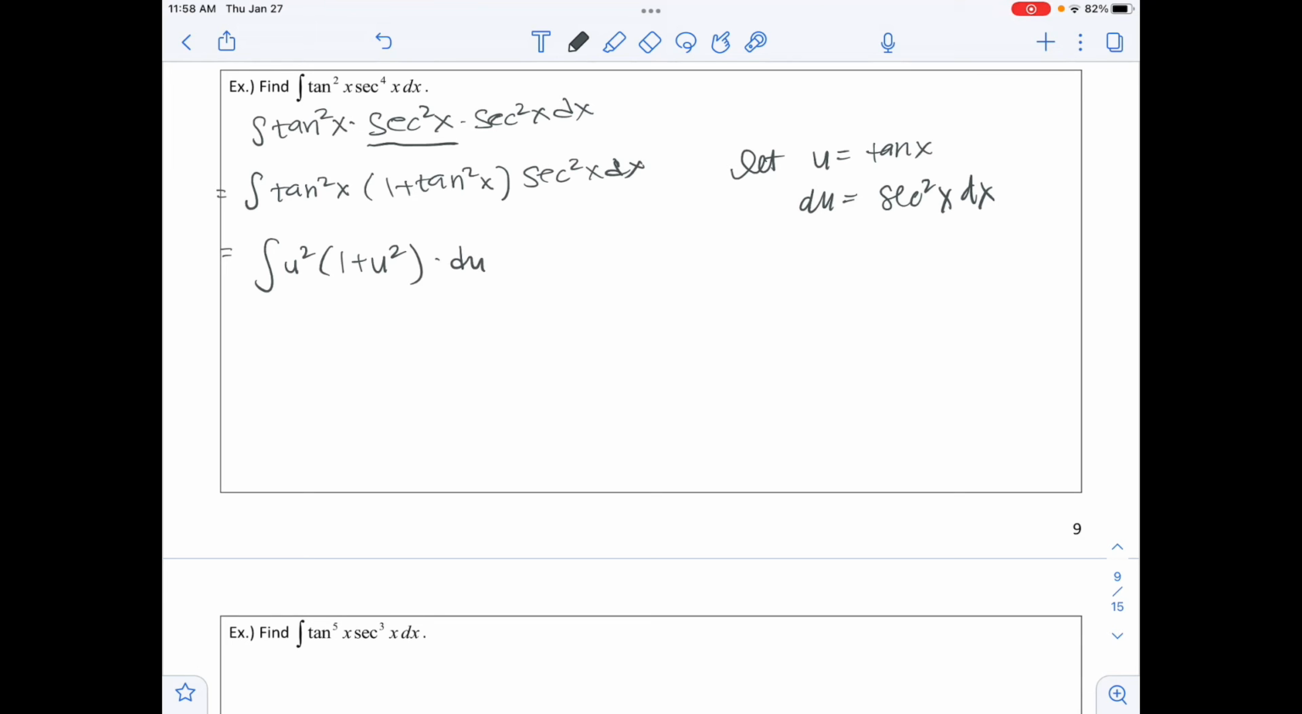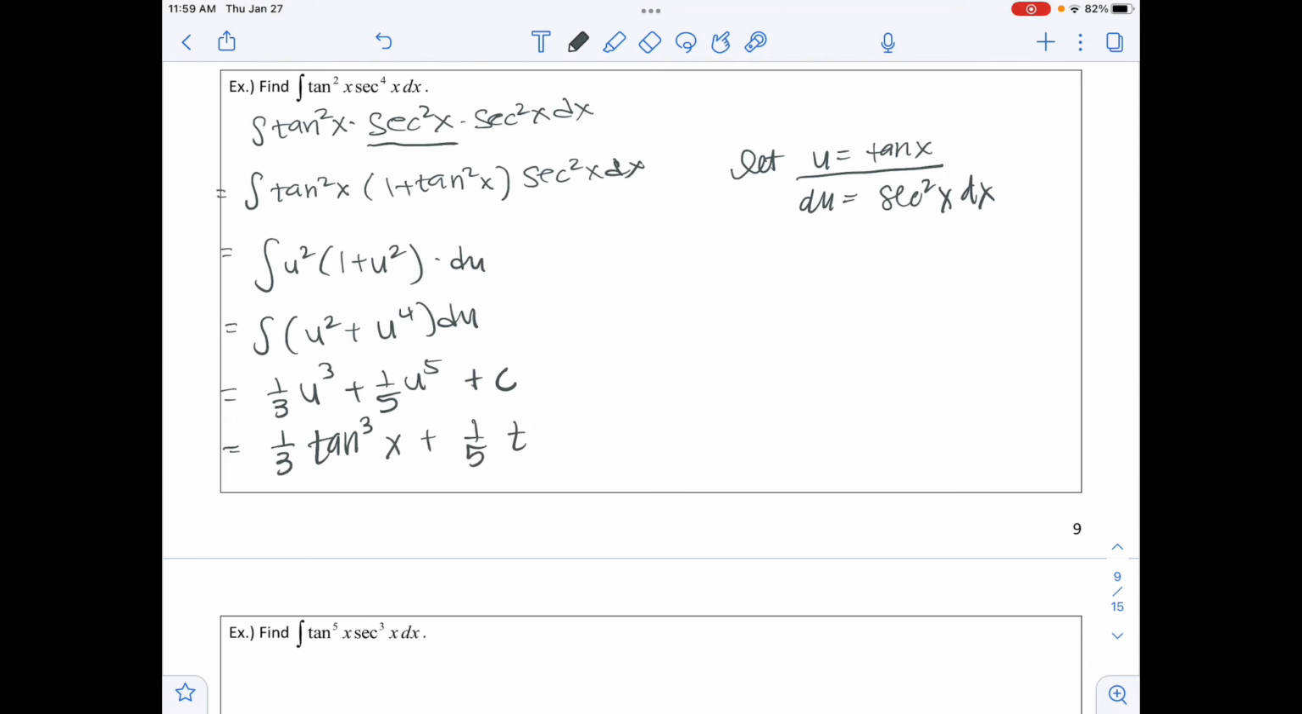You can distribute through that u squared. So we have u squared plus u to the 4th du. And integrating these, we end up with 1/3 u cubed plus 1/5 u to the 5th, and then plus c, since it is an indefinite integral. And then since our original variable is x, we need to back sub in what u is, and u is tangent of x. So we have 1/3 times tangent cubed of x plus 1/5 times tangent to the 5th x plus c.